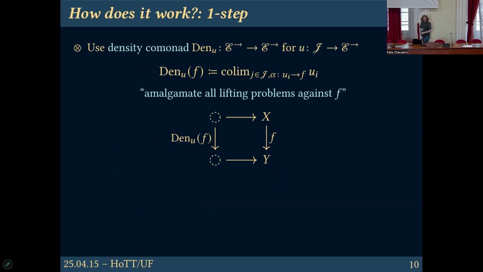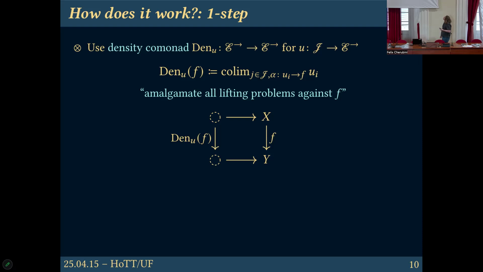Okay. So how does the algebraic small object argument work? Well, like Quillen's argument, it kind of breaks up into steps. So there's some kind of operation that we want to apply again and again until we converge. And the thing we do for the one step makes use of this construction called the density comonad, which I always call the codensity monad by accident.